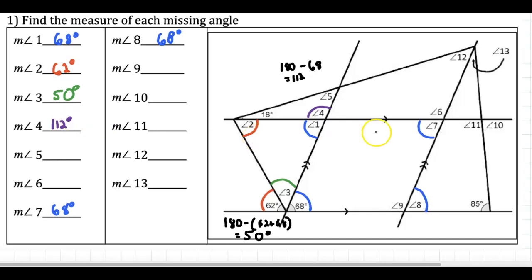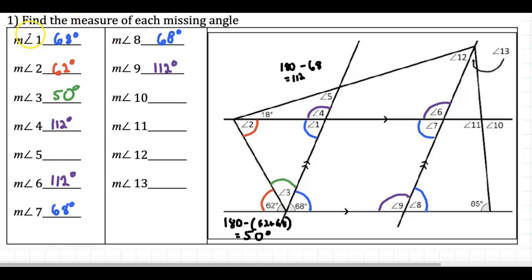Now, do we see any other angles that are that same measure? I'm sure there are quite a few, but right here we have a corresponding angle. So measure of angle 6 is also 112 degrees. Do we see any others? Oh, angle number 9 right here. So angle 9 is also 112 degrees. There may be more, but let's keep it at that for now.